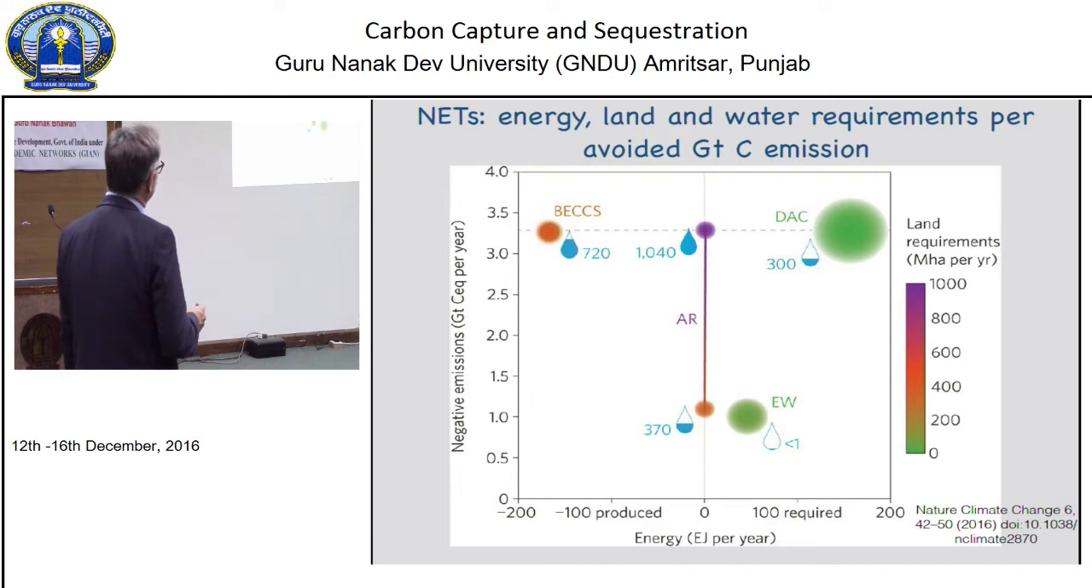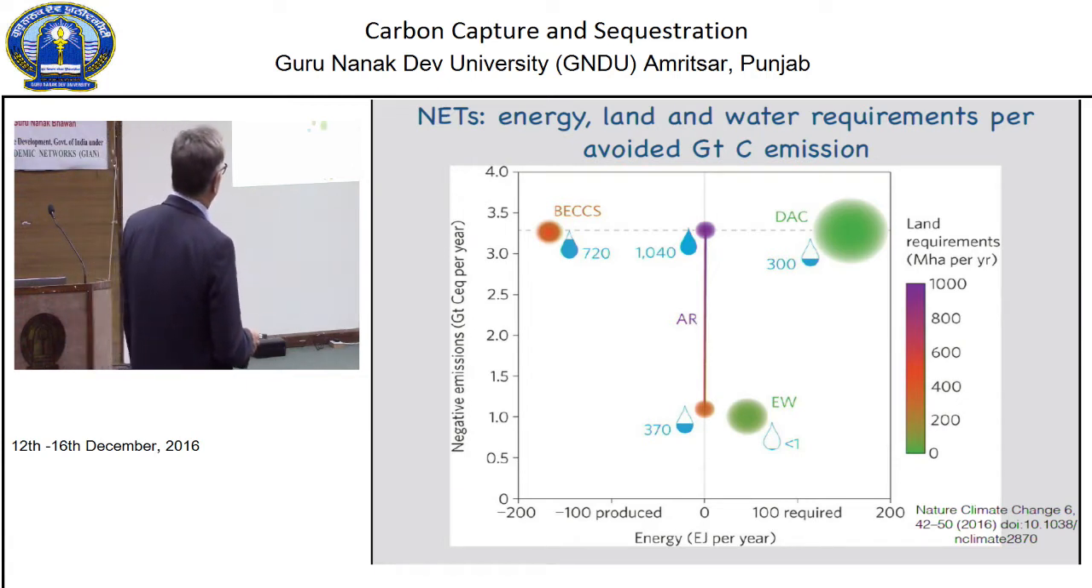Here's BECCS, okay? You see the land requirements are pretty severe, but we produce a lot of energy, and we have a very significant impact on mitigating CO2. And this is why BECCS is so popular. Direct air capture, the land requirements are minimal, but the energy requirements are extreme. But we also have a very significant impact. The water requirements for direct air capture are not so great, but the water requirements for BECCS are pretty extreme.